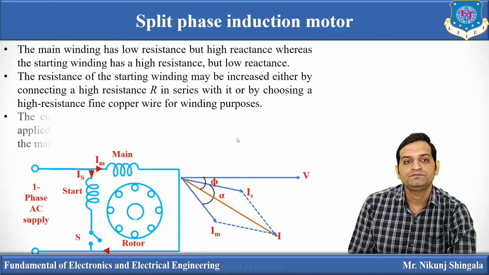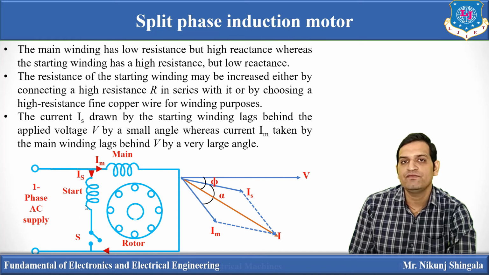Now here you can see, when we apply the single phase supply across the main winding and starting winding, current will start to flow. Im is the current flowing through the main winding and Is is the current flowing through the starting winding. As I told you, the main winding is highly inductive, so the current will lag behind the voltage by a large angle. The starting winding is highly resistive, so the current will lag behind the applied voltage by some small angle. Now the resultant of Im and Is can be found using the parallelogram method, that is I. The angle between Im and Is is alpha.